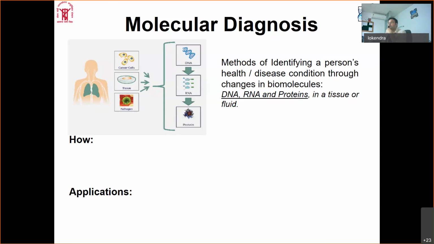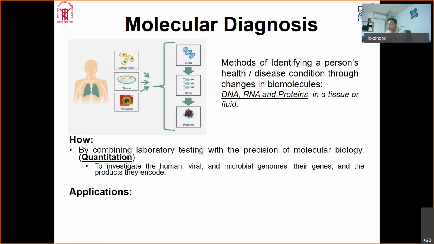So in those cases, if we are looking for certain biomolecules, DNA, RNA, or protein, that can be classified under molecular diagnosis. So how do we do that? By using the combination of various molecular biology techniques. That will be discussed later on.